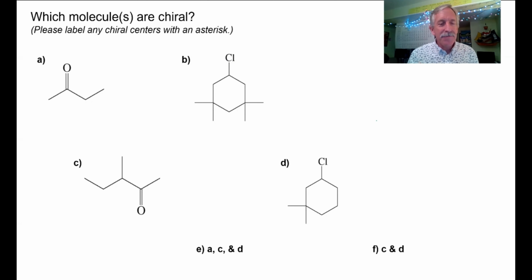Take this problem. Which molecules are chiral? And as always, please label the chiral centers. So you can have chiral centers and achiral molecules. So this is looking at not whether you have a chiral carbon, but whether you have a chiral molecule. Okay? So let's bring this one to class.